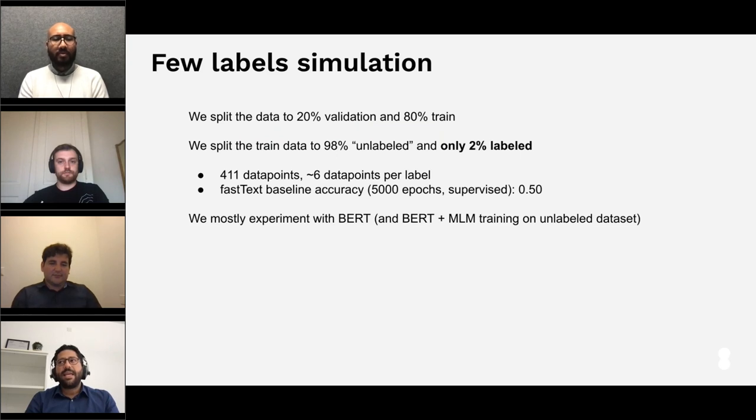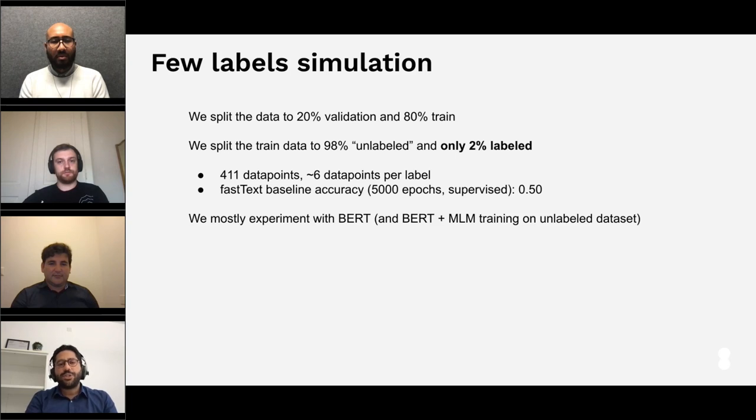So we take this data set and we simulate a few label problems. So first of all, of course, we split the data to 20% validation and 80% train set. But now the thing is we take our train set, keep 98%, forget about their labels and assume they're unlabeled, and only keep 2% of the data as labeled data. So this is quite harsh. You end up with something like 400 something data points. This is about 6 data points per label, which is very little for an NLP problem. Just to give you an idea, if you just fit fastText out of the box to get a baseline accuracy, you get about 50% accuracy.